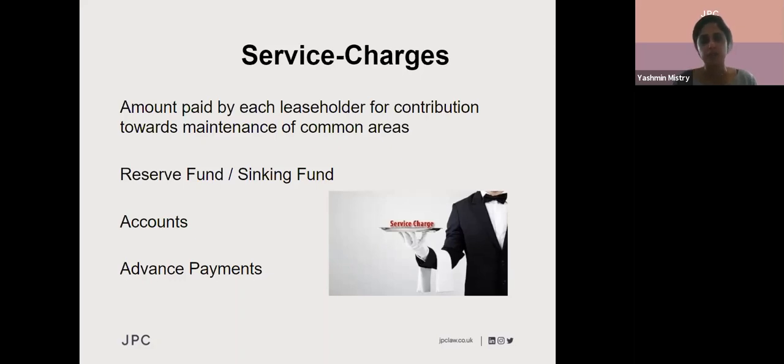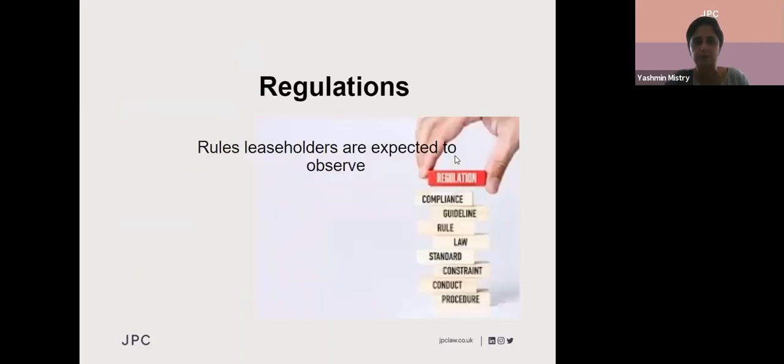Again, it's really important to check your lease as to whether you've got the ability to charge in advance, and if you do, how regularly you can do that, and whether or not you can charge for one-off payments. There are very few leases out there which allow landlords to charge for one-off payments, but there are leases out there.